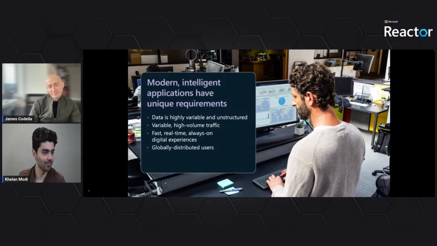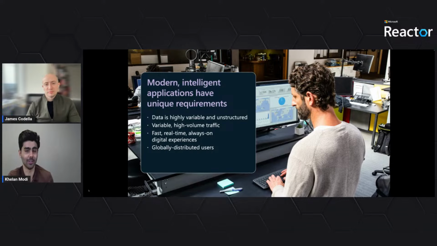Hey folks, as we all know, everything changed a year and a half ago when OpenAI released ChatGPT. People started to realize what they could do with their data, which they never realized before. Modern applications and intelligent workloads have unique requirements. The data that we get is highly variable and unstructured. We get it from different sources like images, videos, audio, and a lot of things. Also, users want real-time, fast, always-on digital experiences while being distributed all the time, right?